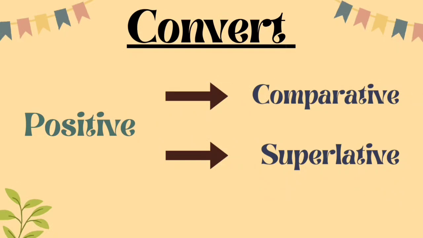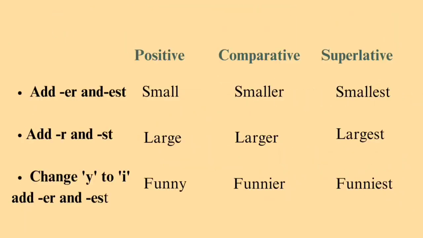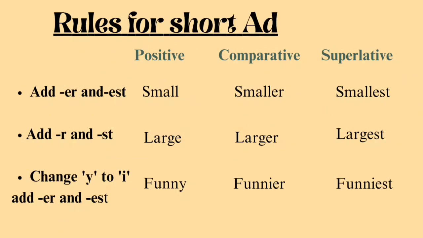So, adjectives are divided on the basis of the number of sounds or syllables in it, and it is divided into short adjectives, long adjectives, and irregular adjectives. There are separate rules for all of these. What do you mean by short adjective? An adjective with one syllable or sound is called short adjective.